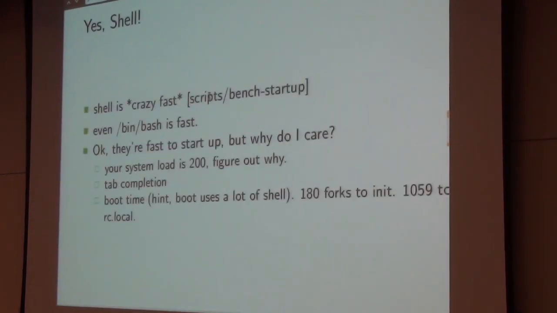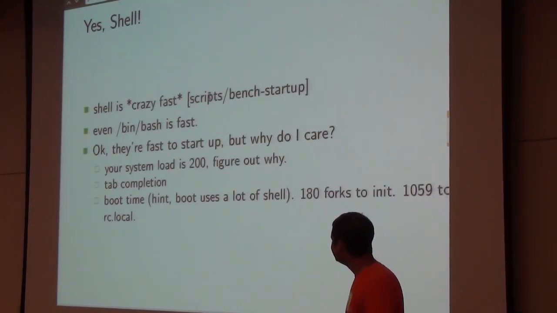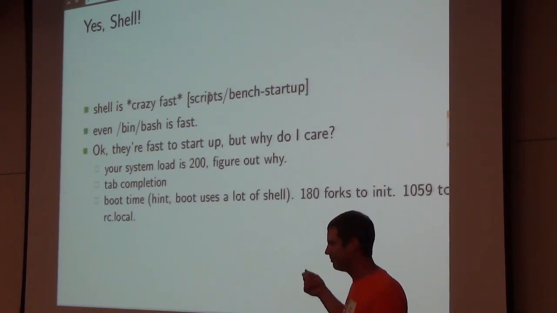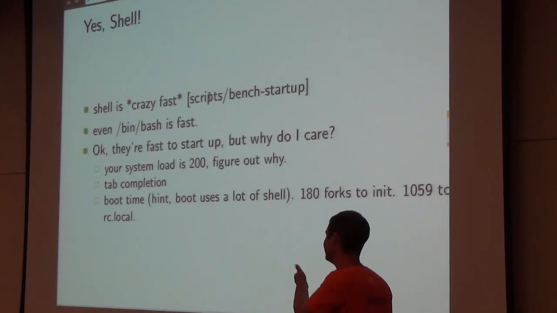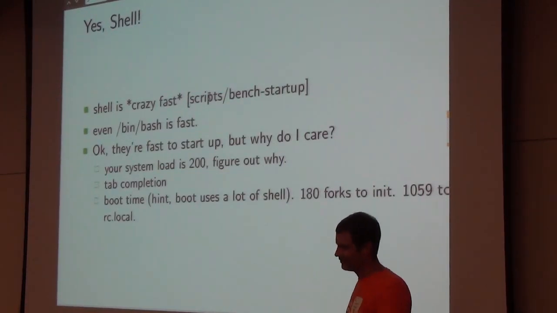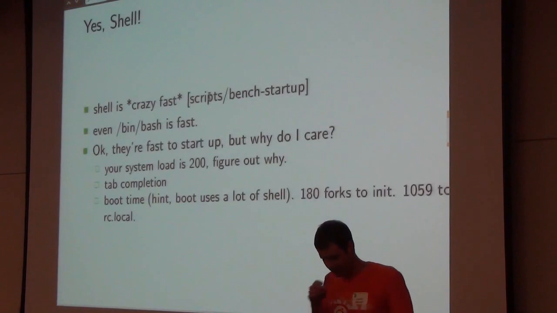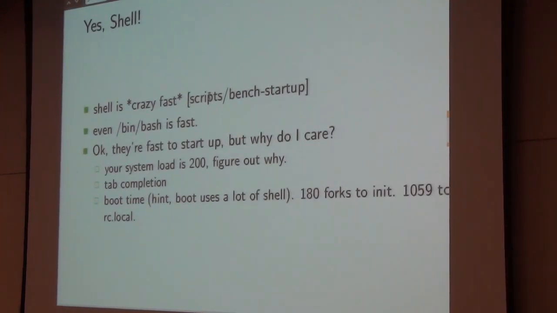The reason you care about that overhead is because if your system load is 200 and you're trying to figure out what's going on, it matters. Tab completion is another thing. There are some very slow tab completion programs that you may have run into, where you type something, hit tab, and it just sits there. There are tab completion programs that are doing hundreds of forks and are just doing poor programming to get there. If you improve those things, you won't be annoyed by tab completion too much. It's just lots of little things where you end up doing something thousands of times, and it didn't seem like a big deal when it happened a couple of times.